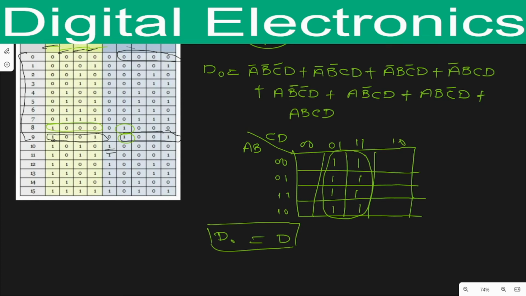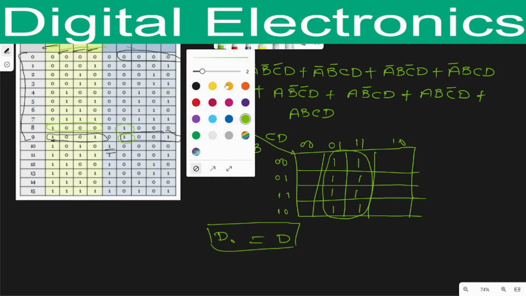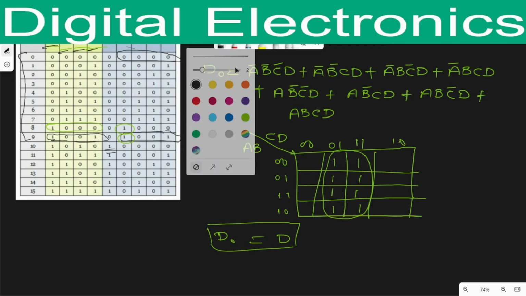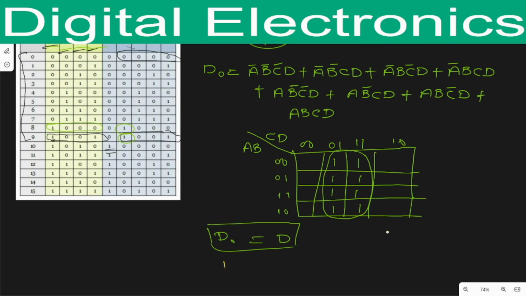Got it? Okay, here in the truth table, this B naught is nothing but A, this one is nothing but B, this one is nothing but C, this one is nothing but D. So when we find the equation for D naught, D naught equals D. If I want to represent it in terms of B3, I can write D naught equals B3.